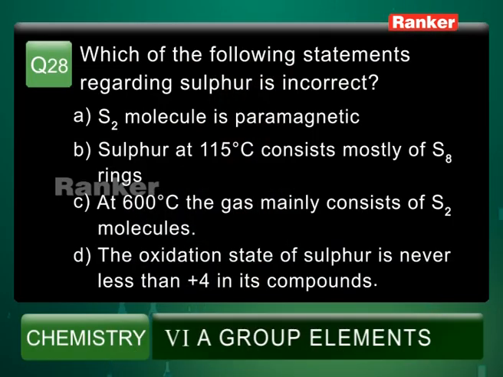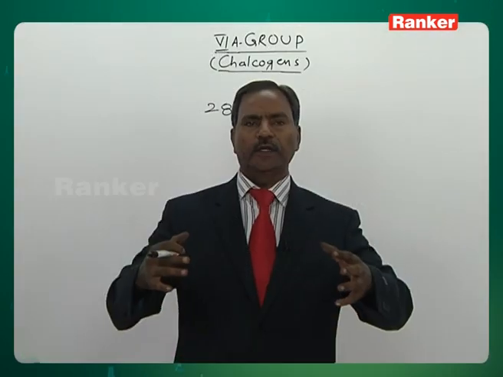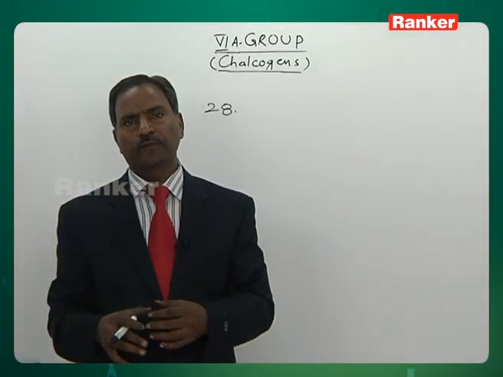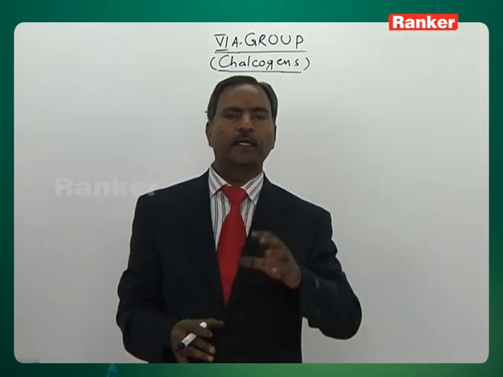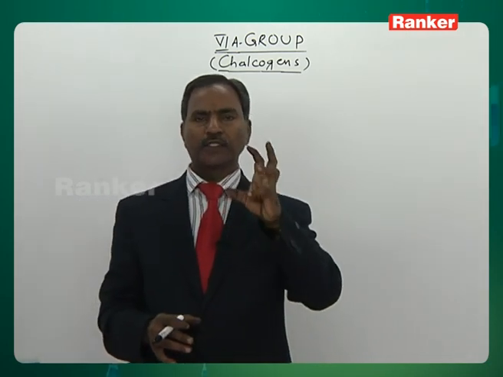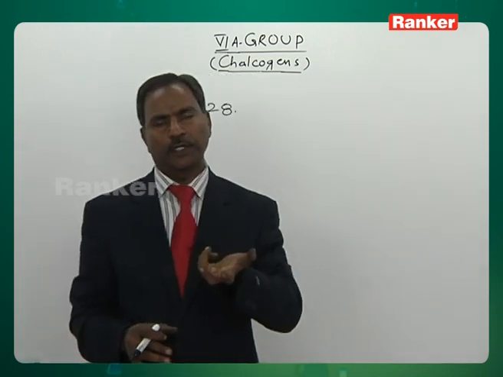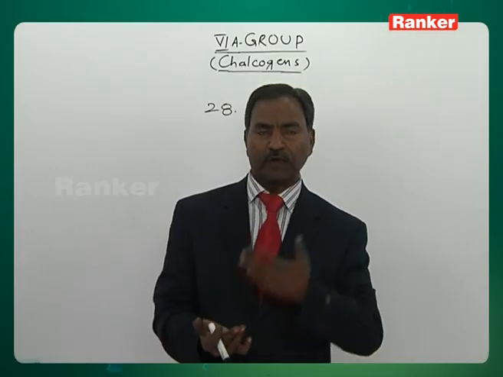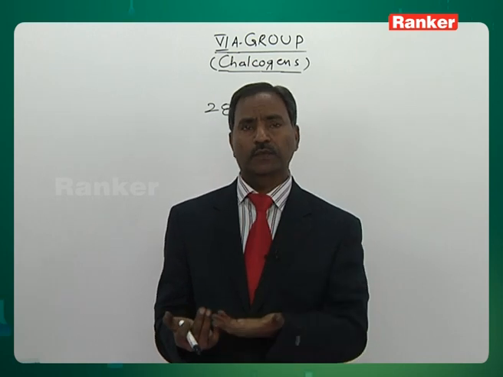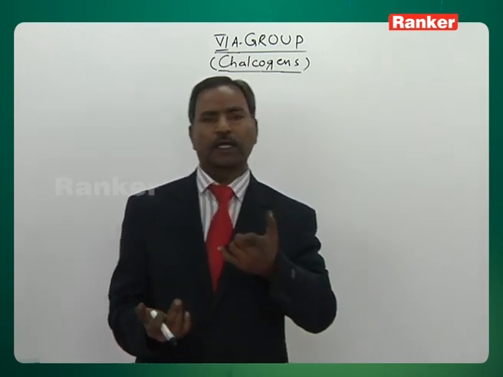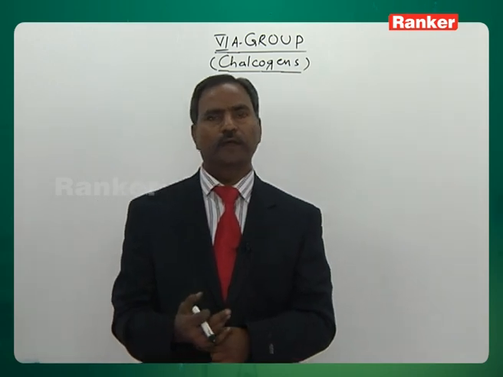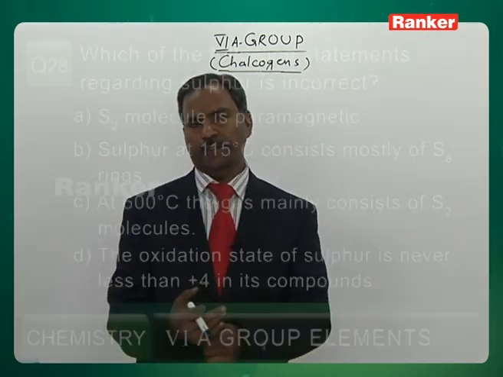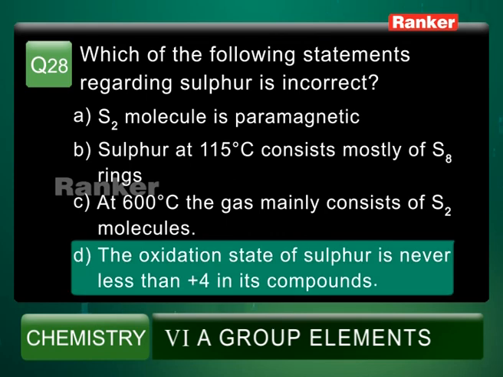Next, option C: at 600 degrees centigrade, the gas mainly consists of S2 molecules. At 600 degrees centigrade, sulfur completely vaporizes, and the vapor mainly carries S2 molecules. Coming to D, the oxidation state of sulfur is never less than +4. In many compounds we see sulfur is -2, sulfur is +2. No, therefore that is not correct. Never being less than +4 is not the correct option. So, question number 28, the answer is D.